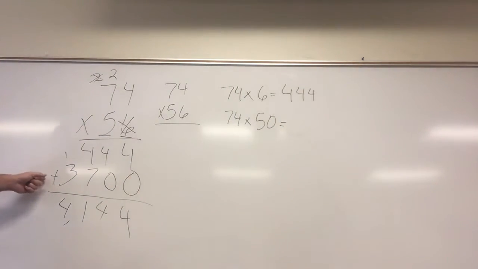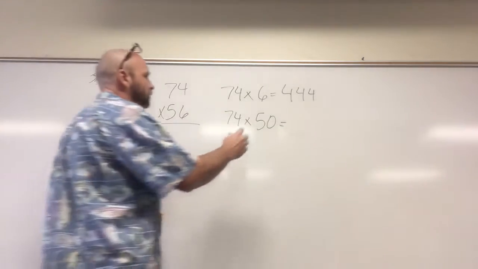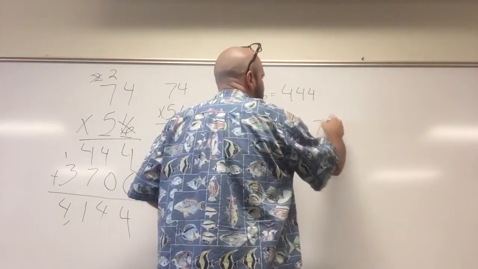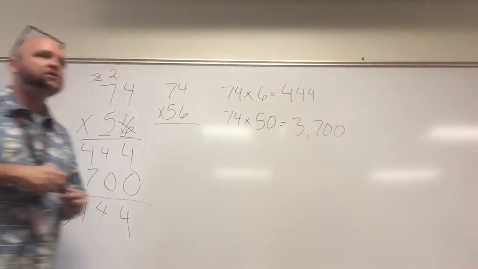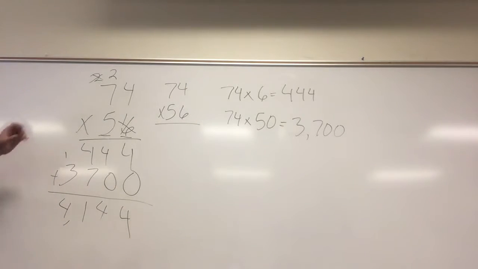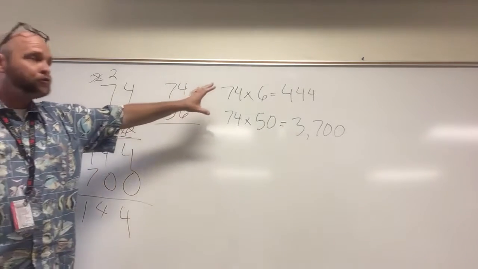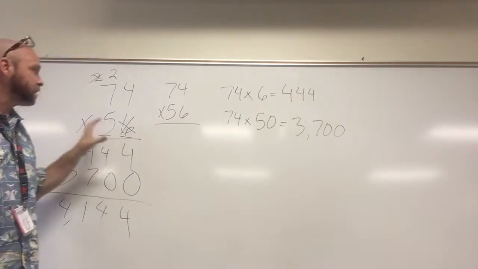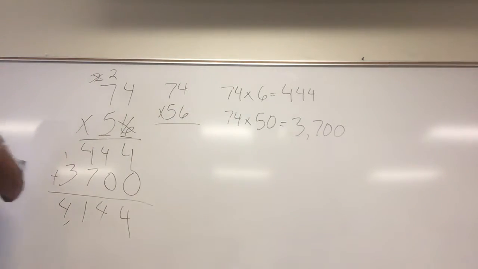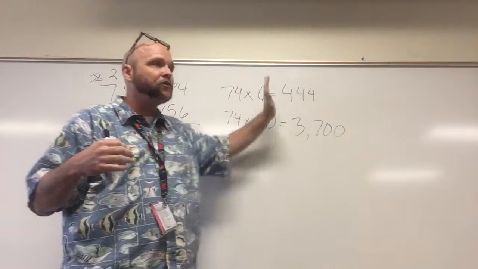74 times 50 is going to give you 3,700. And then you would just add those together. So if it's easier for you to break it up, take your second factor, put it in expanded form, then do that.